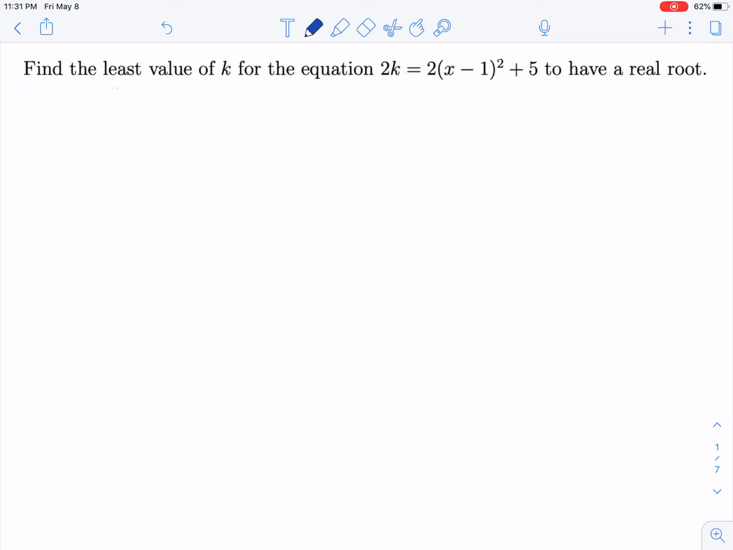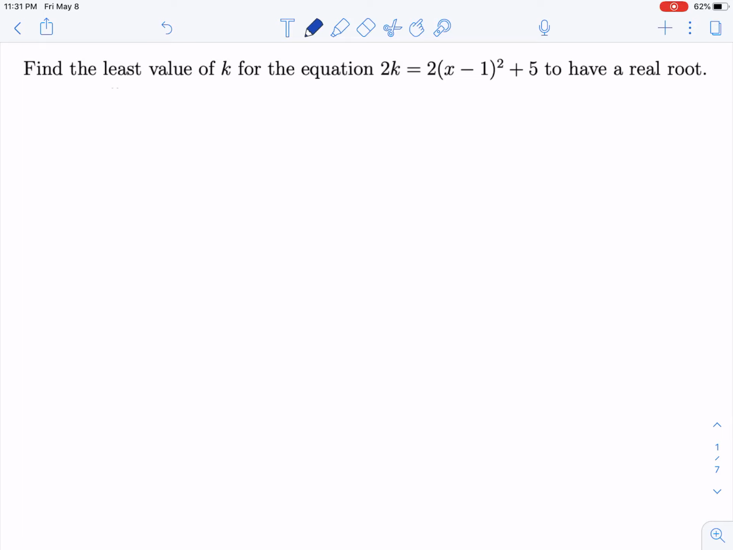In this video ay mag-solve na naman tayo ng isang math challenge problem, no? So, basahin natin. Find the least value of k for the equation 2k equals 2 times quantity x minus 1 squared plus 5 to have a real root.